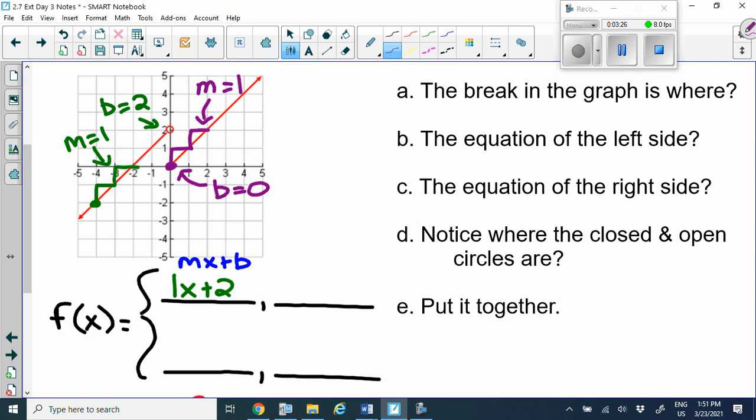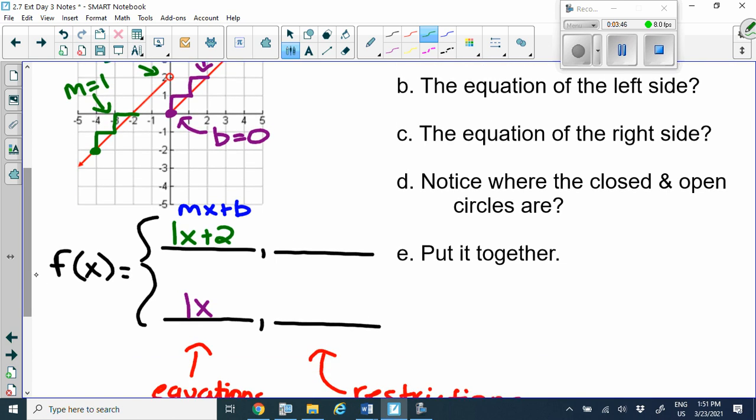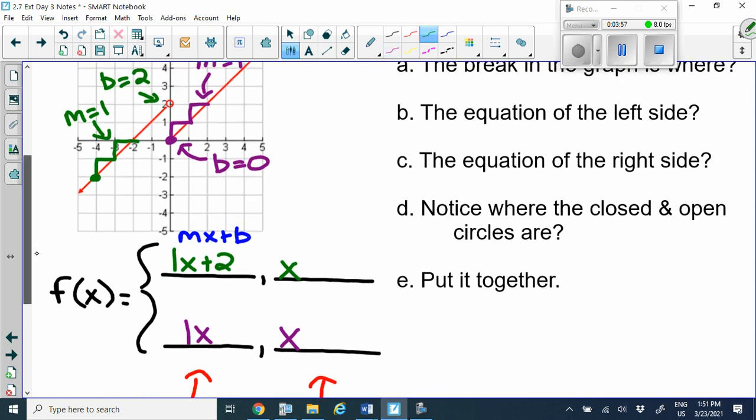So now I write that one. So either I can write it as 1x or just x. And because our b is 0, we don't need to write it there. Okay, now that I know my equations, now I have to do the restrictions. Now the restrictions are going to come from the open and closed circles. Now don't forget, we always use x when we are doing our restrictions, just like we did it in the 2.7 day 1 notes.